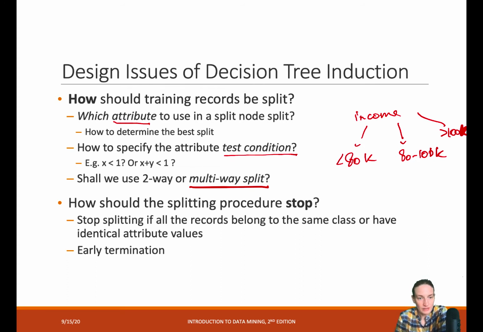And then we need to have a stop for the decision tree splitting procedure, because otherwise your tree might become infinitely big. So you could do early termination if you want, for some reason, to keep your tree small. Sometimes a smaller tree, even though it's less accurate, is more useful because you can interpret it better. Or you could use a splitting rule such as: stop splitting if all the records belong to the same class or have identical attribute values.